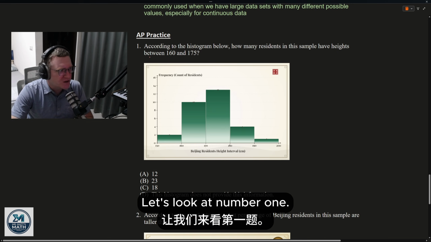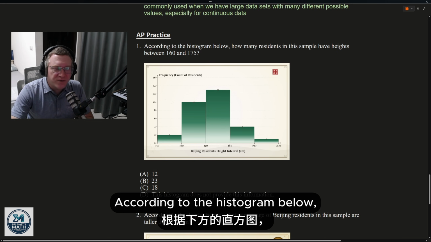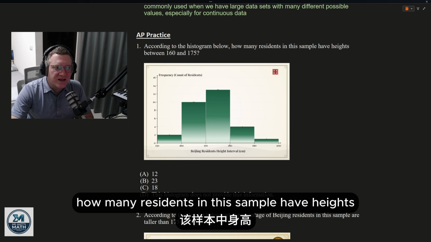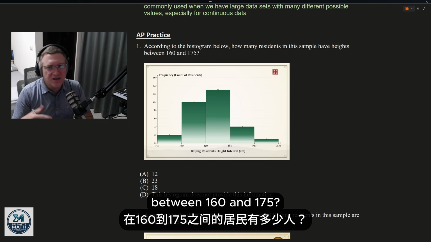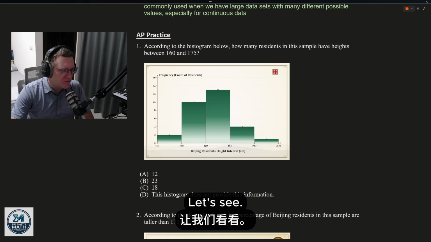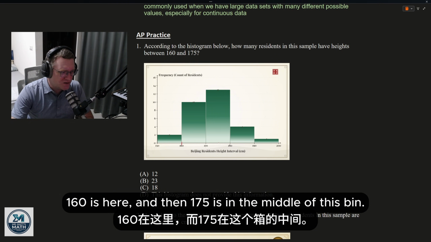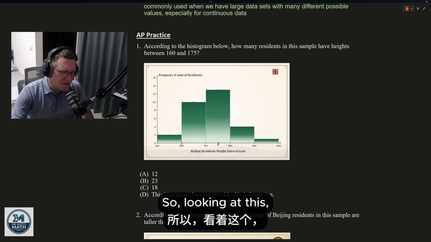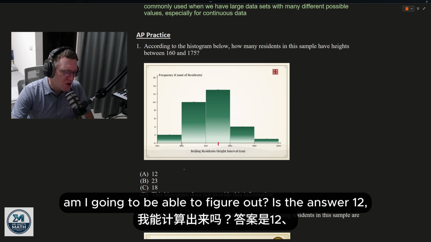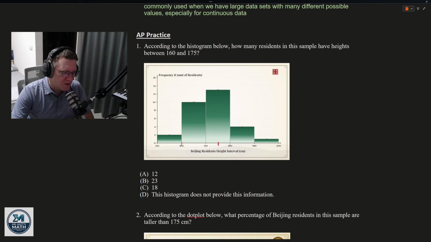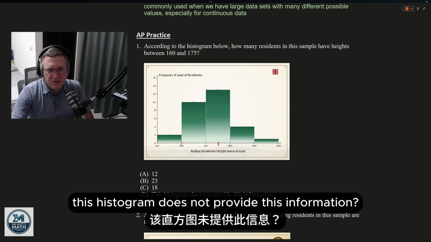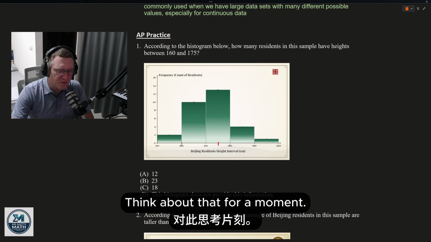Let's look at number 1. According to the histogram below, how many residents in this sample have heights between 160 and 175? Well, let's see. 160 is here, and then 175 is in the middle of this bin. So looking at this, am I going to be able to figure it out? Is the answer 12, 23, 18, or this histogram does not provide this information? Think about that for a moment.